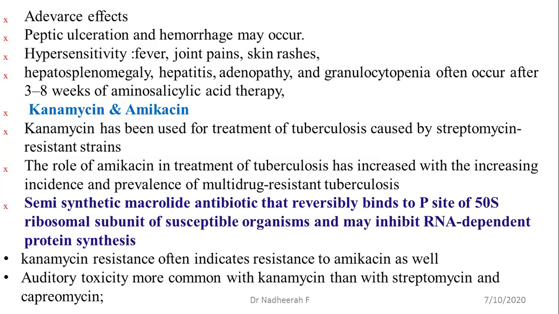عندنا الكاناميسين and amikacin. Kanamycin is used for treatment of TB caused by streptomycin-resistant strains. The role of amikacin in the treatment of tuberculosis has increased with the increasing incidence and prevalence of multidrug-resistant tuberculosis. These antibiotics bind reversibly to the 50S ribosomal subunit of susceptible organisms and may inhibit RNA, DNA, and protein synthesis.